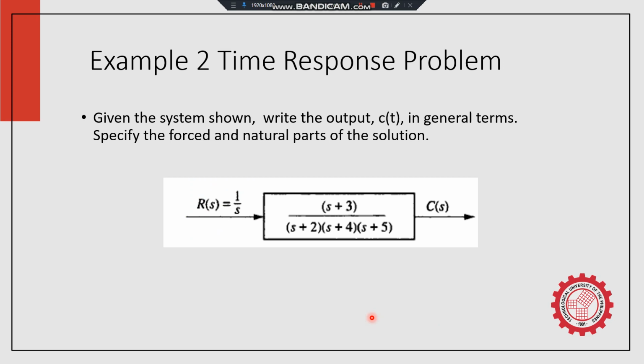Let us have another example. Given the system shown, this one, we're going to write the output time response, c(t), in general terms, and we're going to specify the forced and natural parts of the solution.